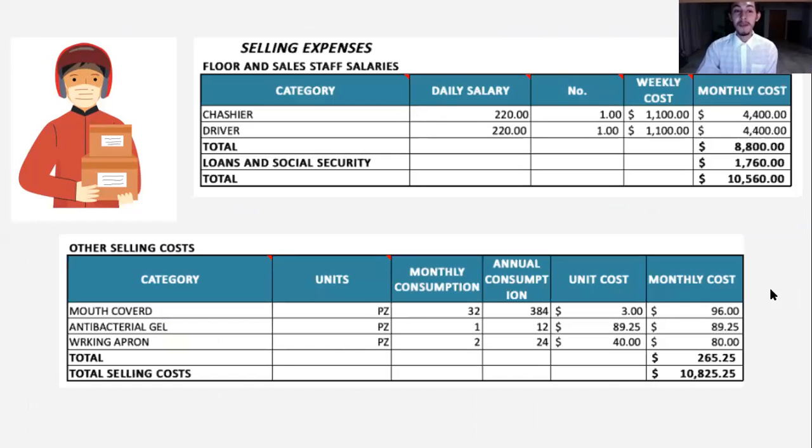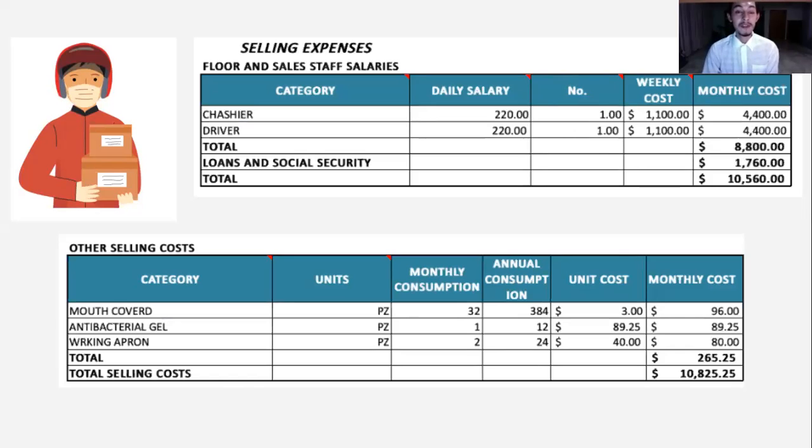First things first, we have our floor and sales staff salaries. As you can see, our table is divided into 5 sections, beginning with the category, followed by the daily salary, the number of employees, the weekly total, and the monthly total. As floor and sales staff, we have the cashier and the driver, adding to a total of 8,800 pesos.